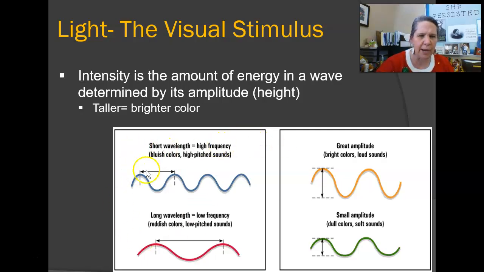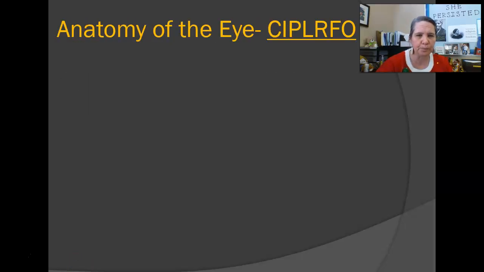Over here on this side, we have the shorter wavelengths, so the peak of one to the peak of the next one. You see that here. Okay, so short wavelengths are higher frequencies. That gives us this bluish violet. And the longer wavelengths from this peak to this peak give us those reddish colors. And then on this side, we have the actual height of the wavelength. So great amplitude, higher height gives us brighter colors. Small amplitude, smaller height gives us more dull colors.